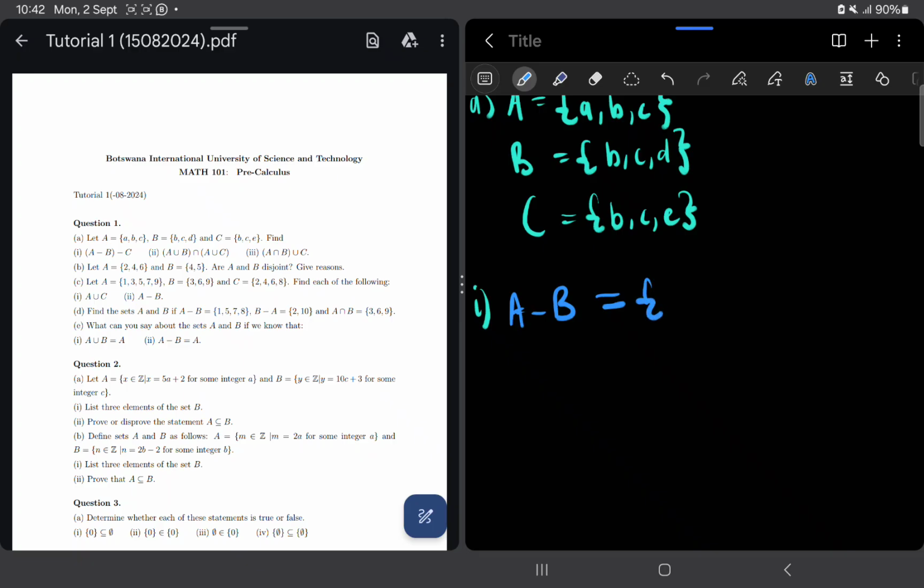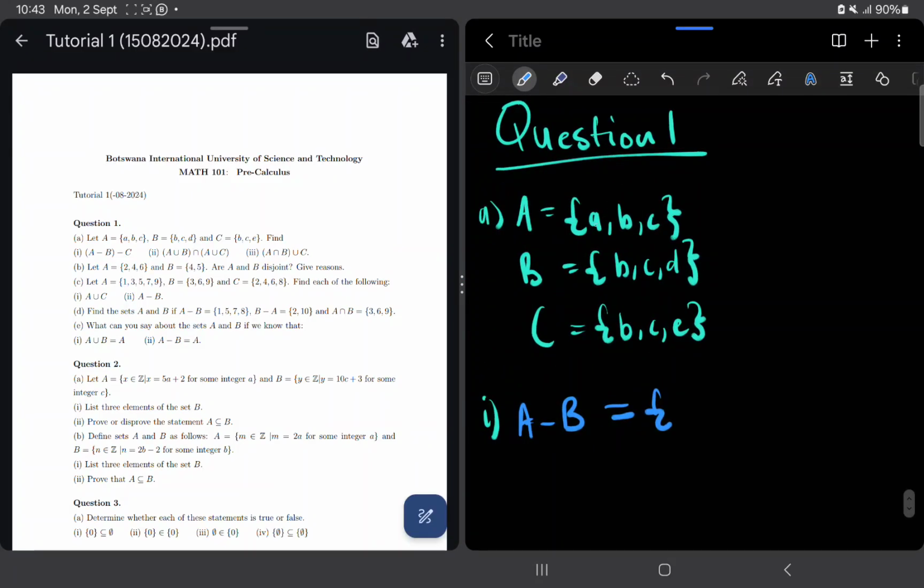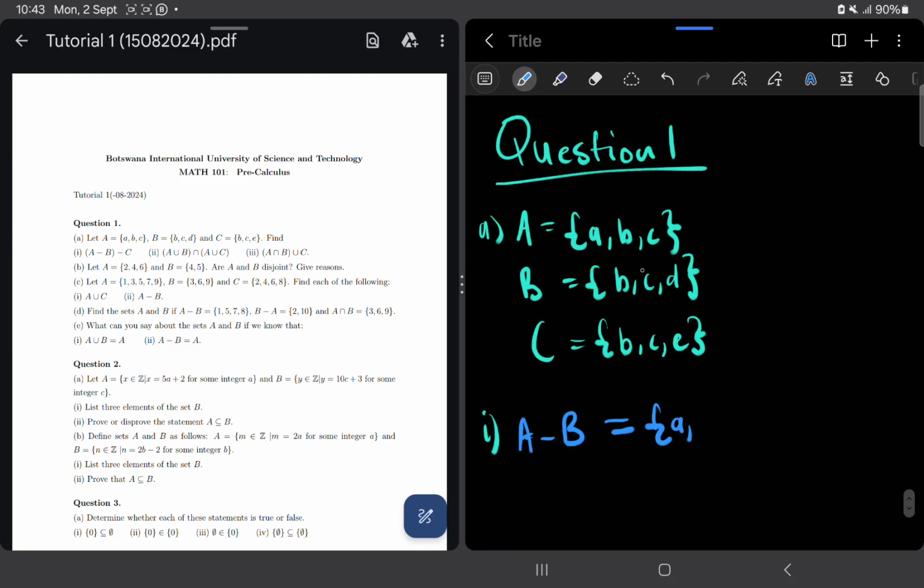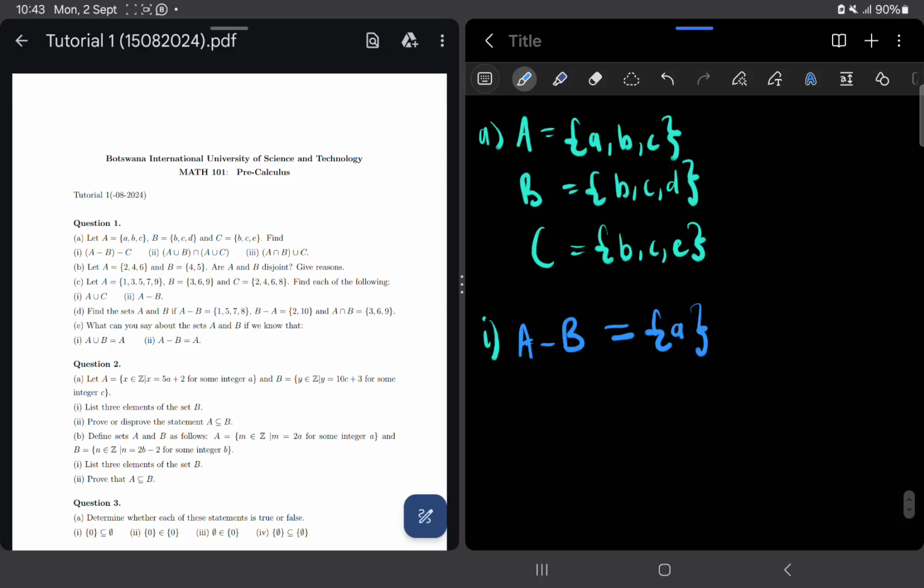When we say A minus B, we are saying bring the whole of A, but if that thing is also in B, then leave it out. So we go to A. We start with the first one, A. Is it in B? No, A is not in B, we bring it. Then we go to B. Is it in B? Yes. So we leave it. Then C, is it in B? Yes. So we leave it. So we only have the small a as A minus B.